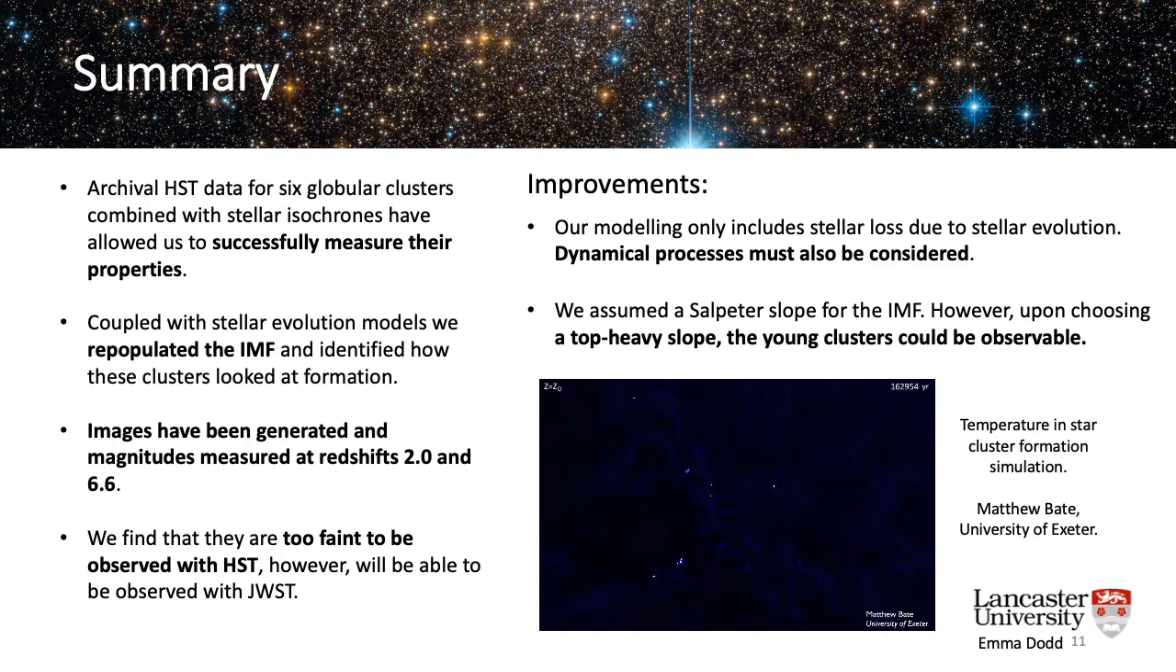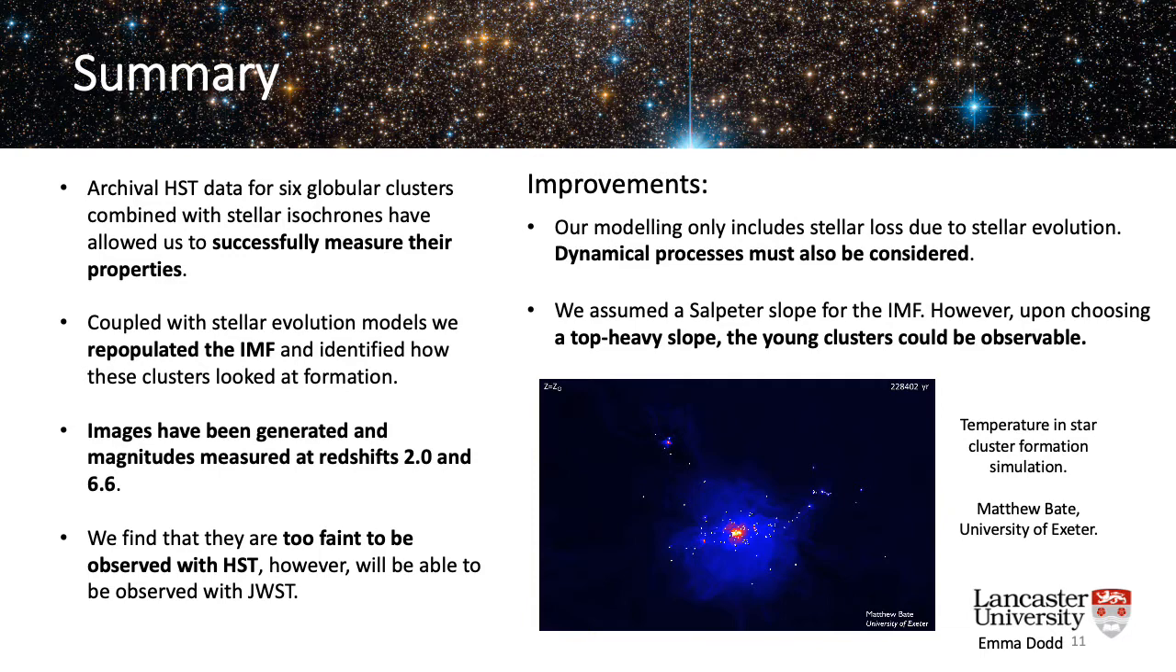In summary, we were able to successfully measure the properties of Milky Way globular clusters. Coupled with modelling, we then managed to generate how these clusters would have looked when they were much younger. Images were produced of these young globular clusters at the distance they are at in the Milky Way today, and also at high redshifts of 2 and 6.6. We find that unfortunately even the most massive is not currently observable with the Hubble Space Telescope.